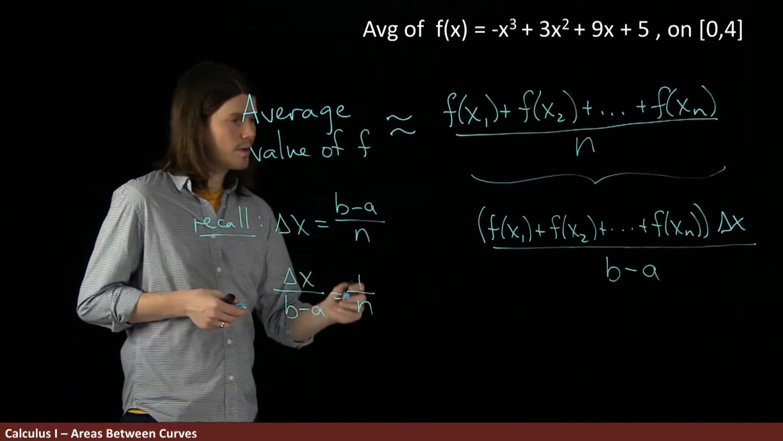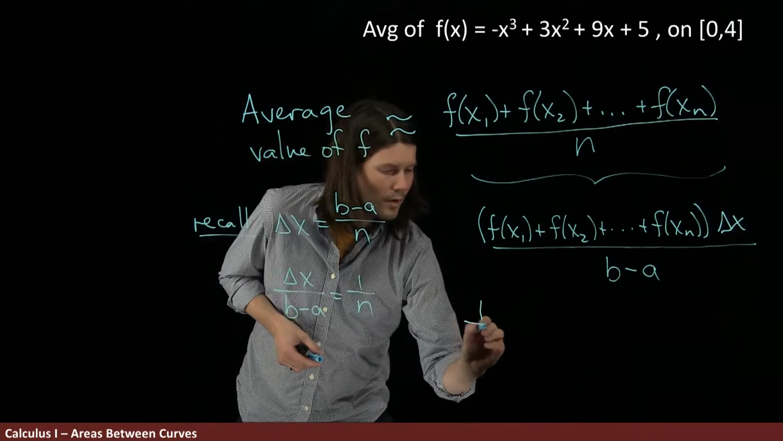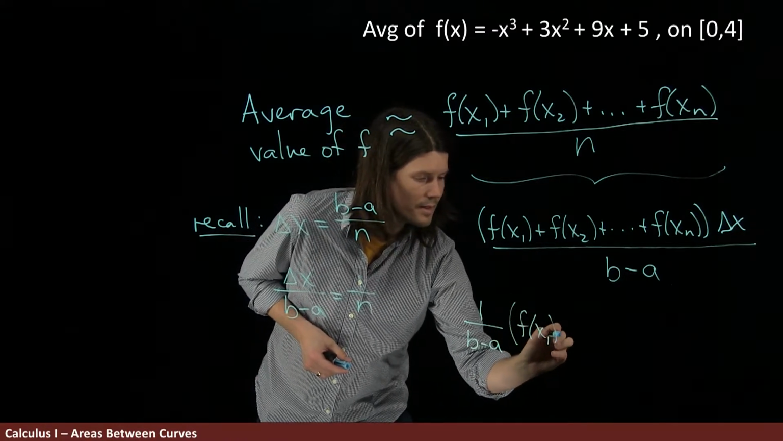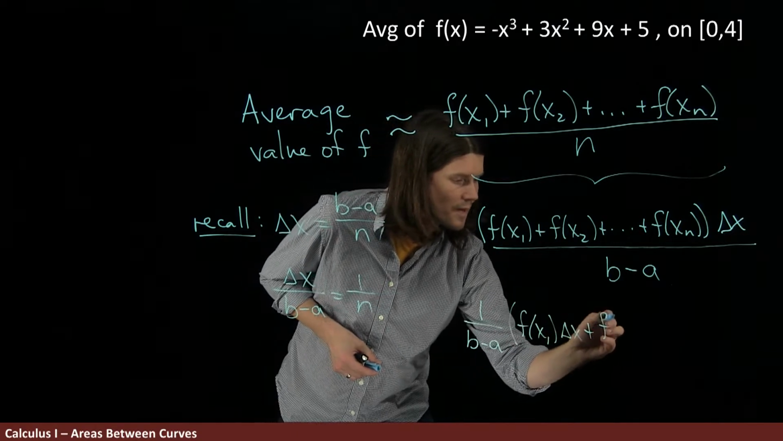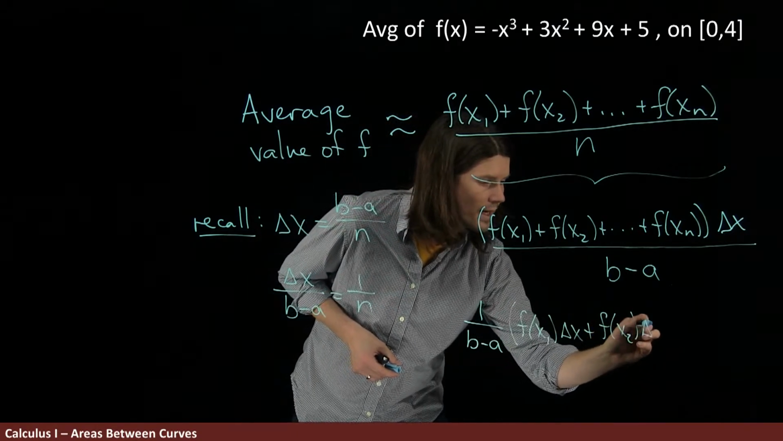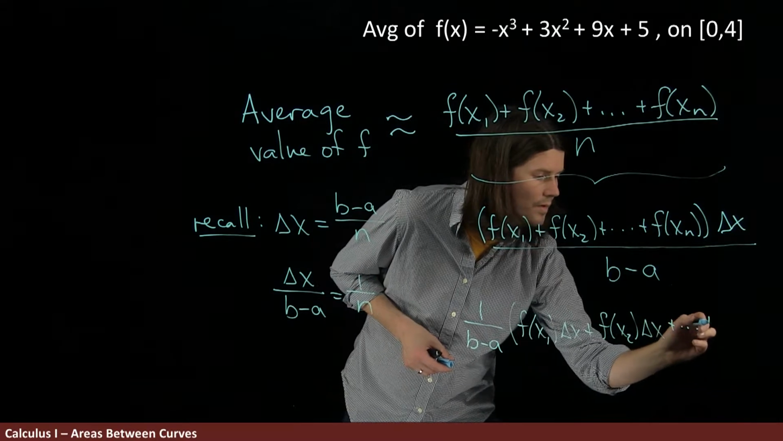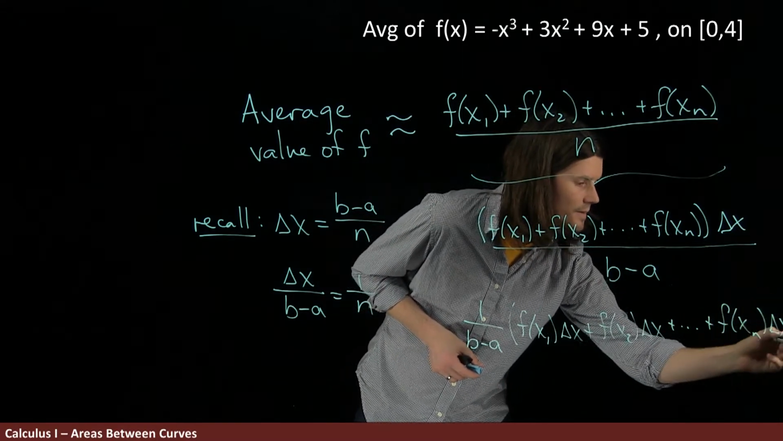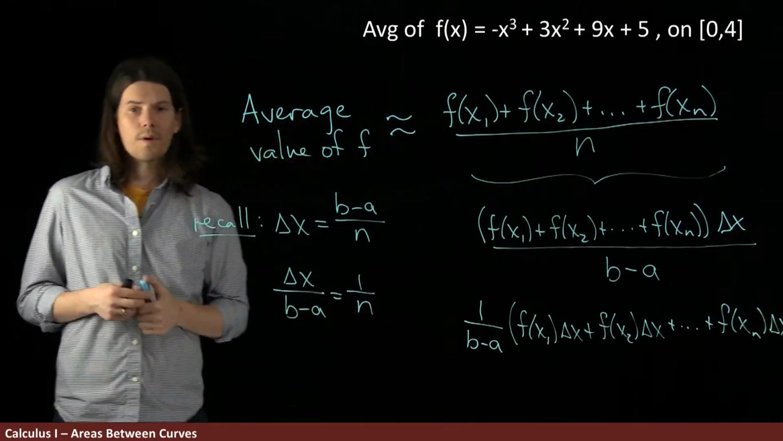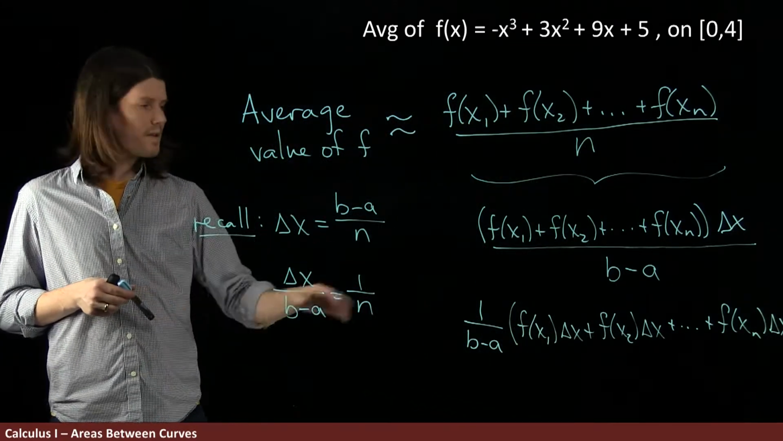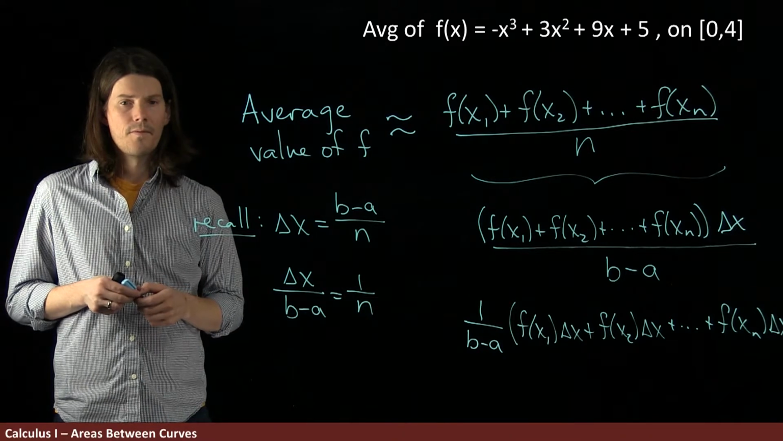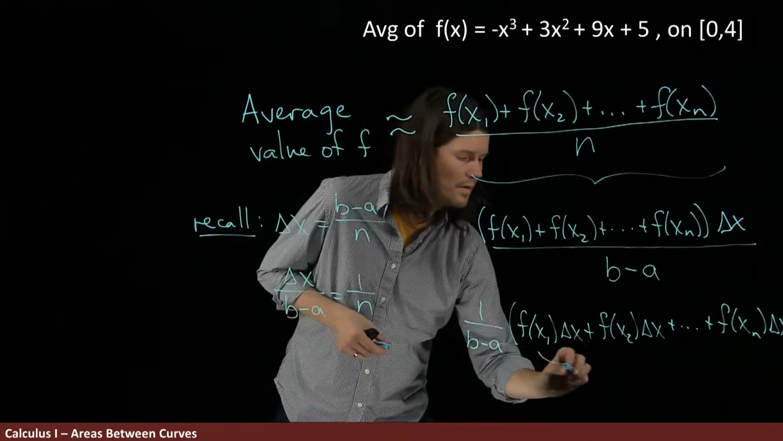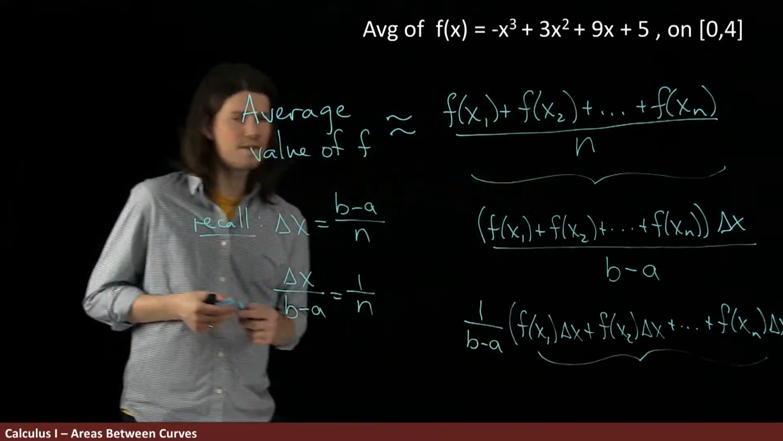And if we like, we could rewrite this one more time as 1 over b minus a times f of x1 delta x plus f of x2 delta x all the way up to f of xn delta x. And now we're getting somewhere. Now we see this 1 over b minus a times this expression. This is a Riemann sum.